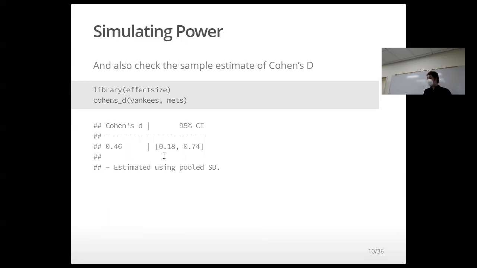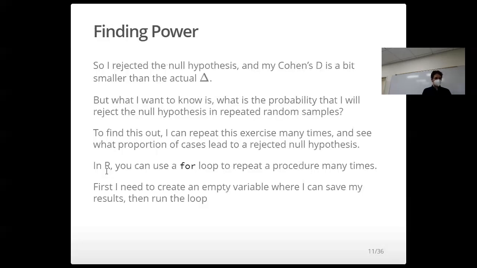Okay, we can also check the Cohen's d. So again, this is our sample Cohen's d, not the delta that we know about in the population. And again, we can see it's pretty close to the actual delta in our population. It's a little bit smaller. It's 0.46. The actual population difference is 0.5. So I rejected the null hypothesis. My Cohen's d is pretty close to what it actually is in the population.